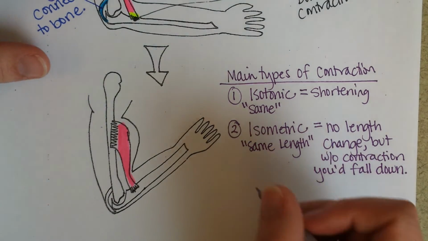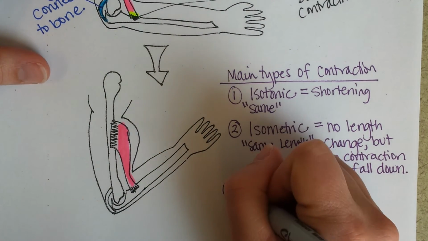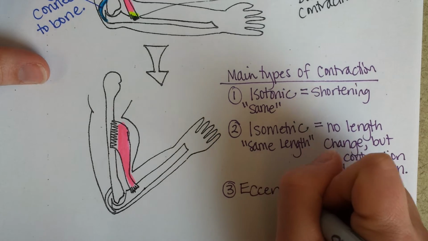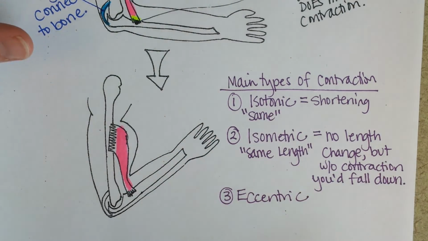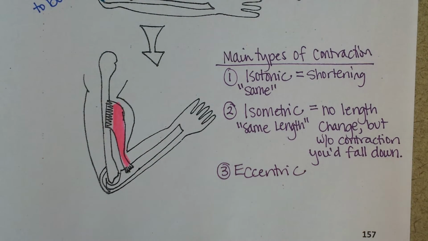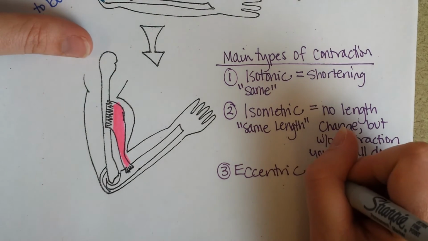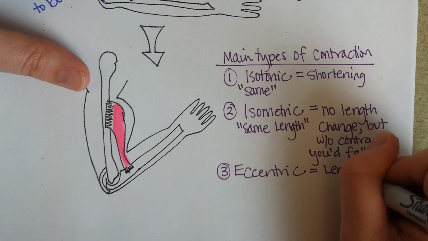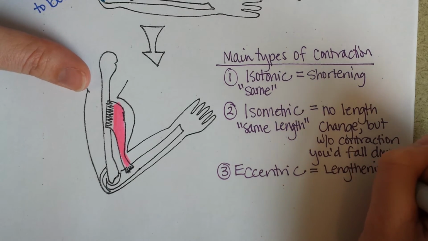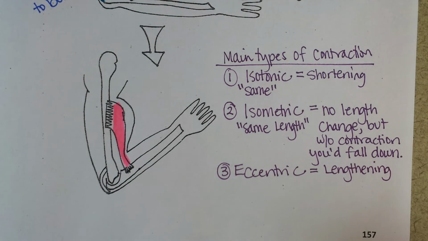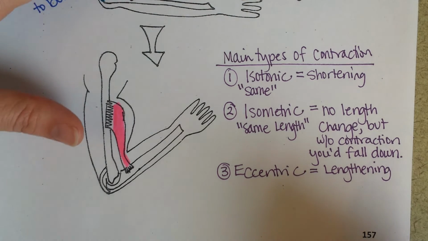Okay, and then a third kind of contraction, actually my favorite probably, is called eccentric, partly because I am eccentric. What does eccentric mean? It means outside of the normal circle, right? Well, this is actually a lengthening. And now you might really be wondering, how can a muscle be contracting as it's lengthening? The way this happens is that the muscle is contracting at the same time it's stretched.